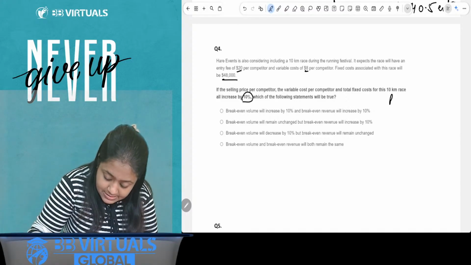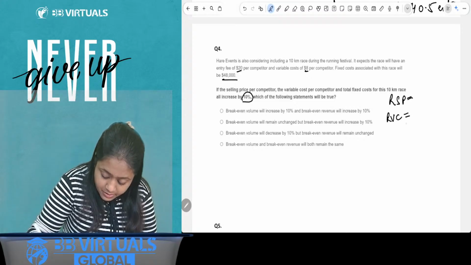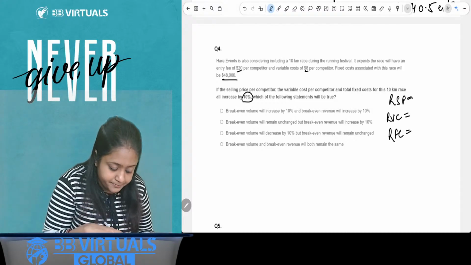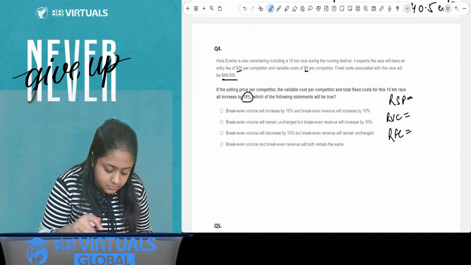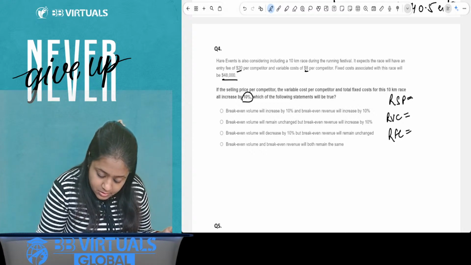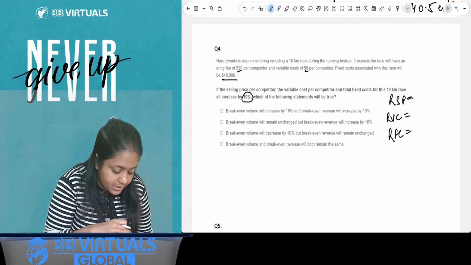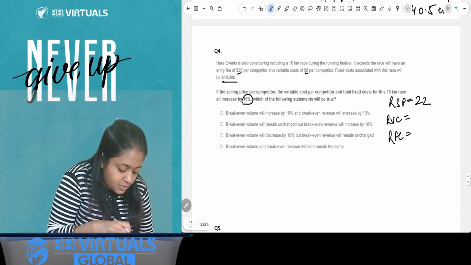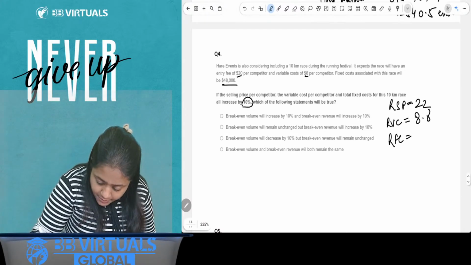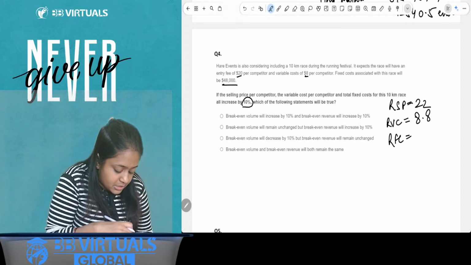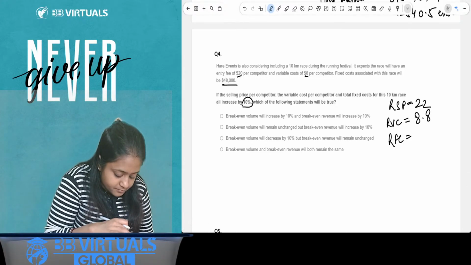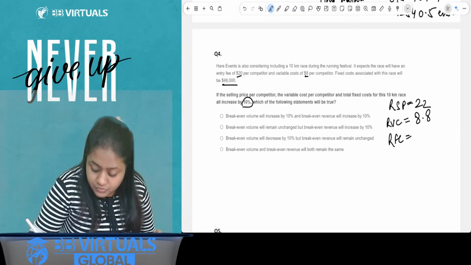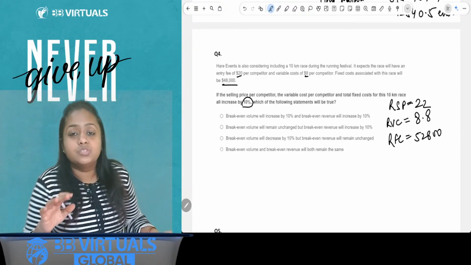So what will be the revised selling price? What will be the revised variable cost, and what will be the fixed cost? The revised selling price will be 20 multiplied by 110%, that is 22. Revised variable cost will be 8 multiplied by 110%, 8.8, and fixed cost will be 48,000 multiplied by 110%. That is 52,800. Done. So we have got the revised figures.